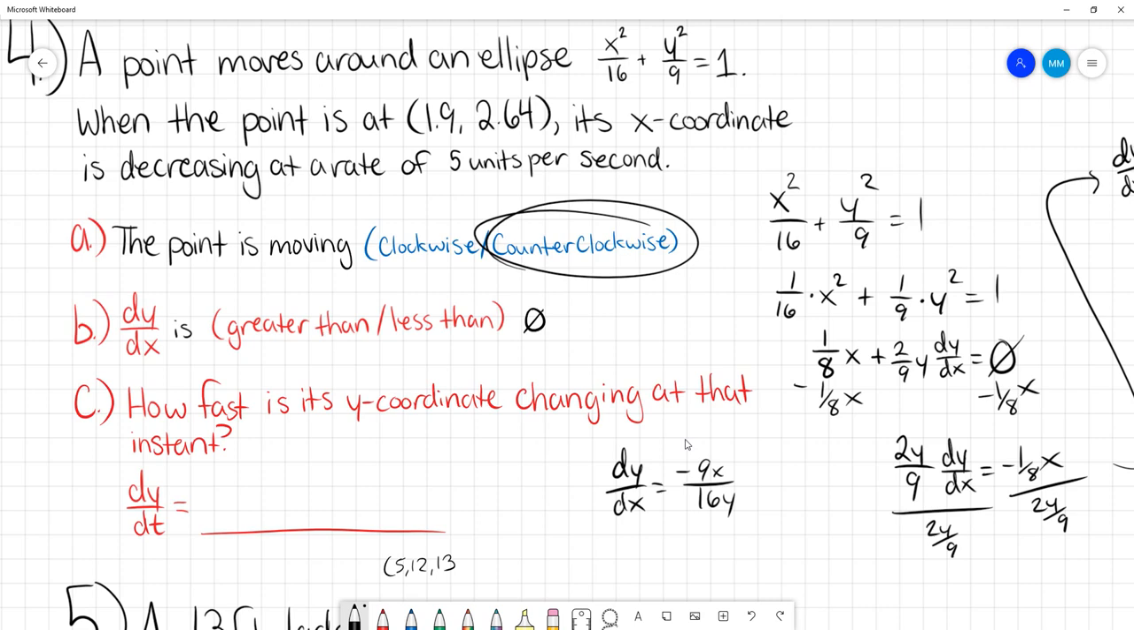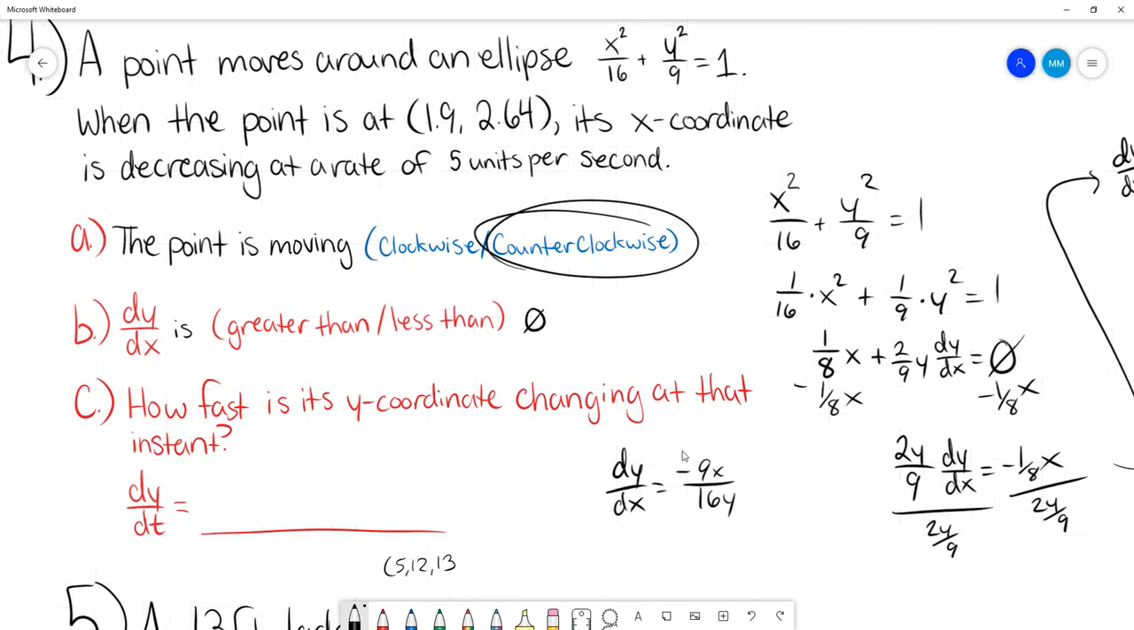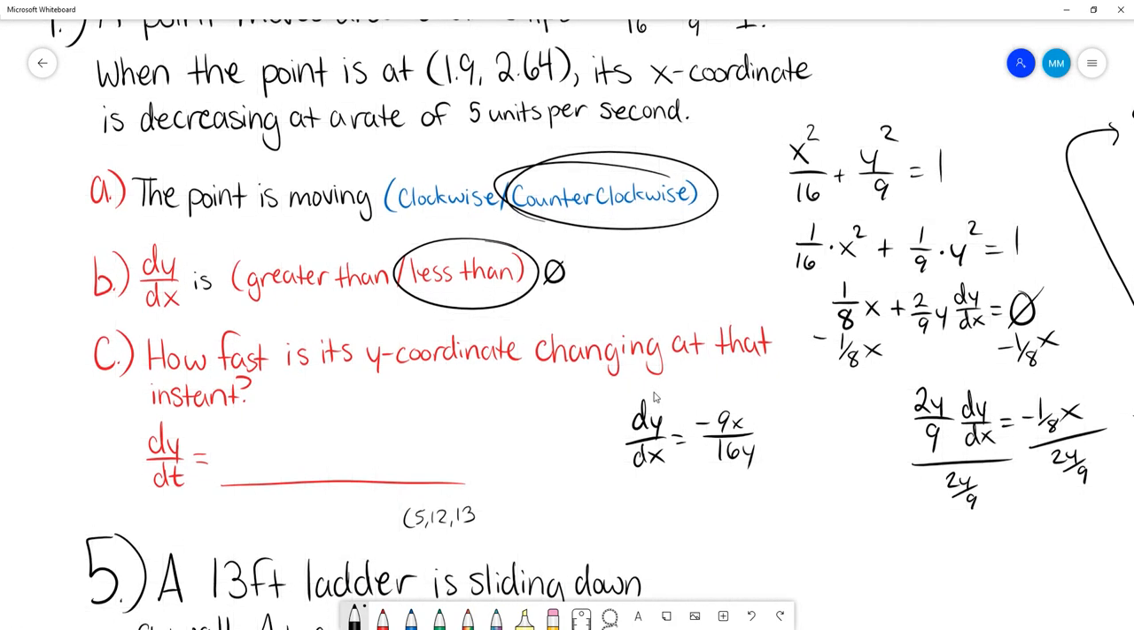Which means that at this point, since our x and y are both positive and this has a negative, I know that the result of plugging this in is going to be negative and therefore less than 0. You can double check that just by plugging them in. It should be exactly that.